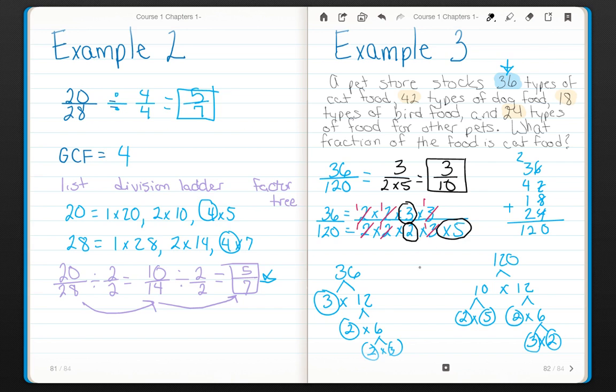Now, this may not be your favorite method. It may feel a little bit awkward to you, but I still want you to try it. Okay? All right, that is it for the examples, and we will go over this the next time I see you.